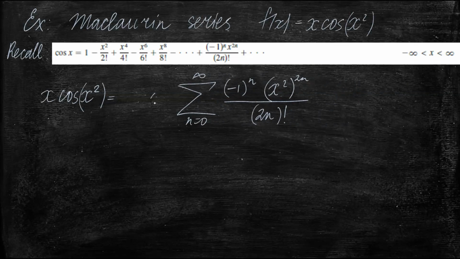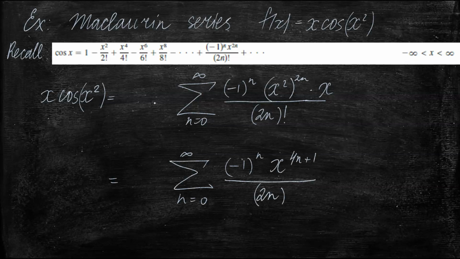Now to multiply this by x, we just have to multiply this by x, but multiplying this by x means we can carry it over inside, and bringing it over inside just means we throw another x right over here. So the final answer, the Maclaurin series for this function, would be negative 1 to the power n, x to the power 4n plus 1 divided by 2n factorial. So we found the Maclaurin series of some function that is absolutely not trivial, and we did it.